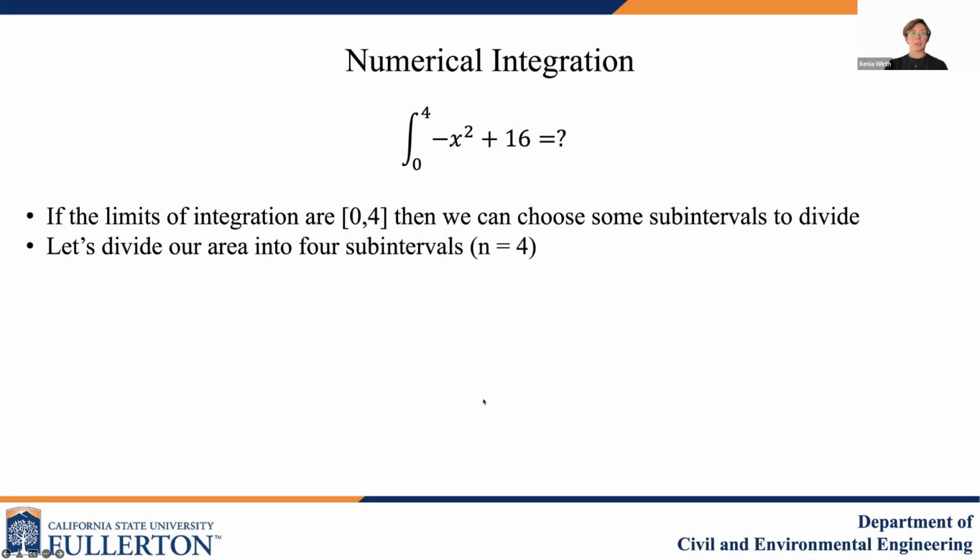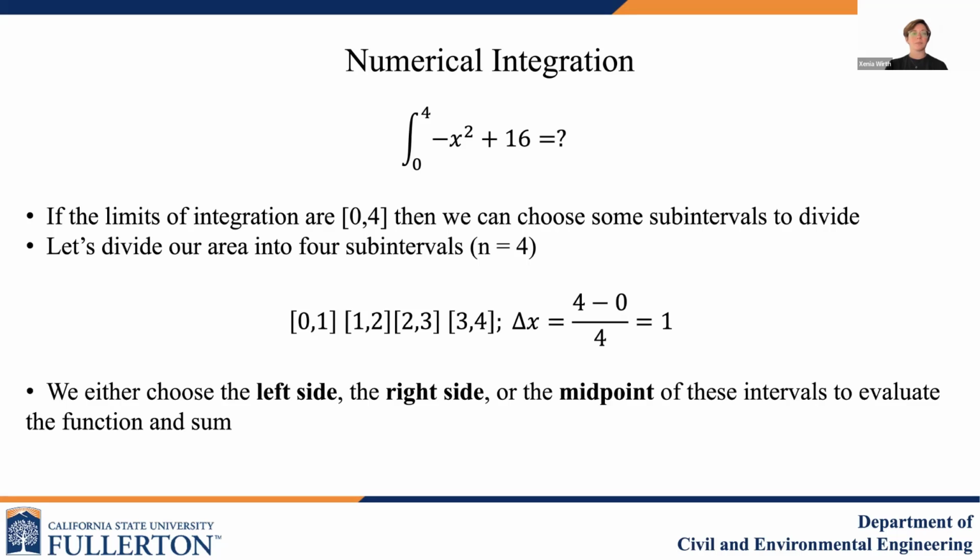Let's start by determining the length of our subinterval. If the limits of integration are 0 and 4 from the integral, then we need to choose some subintervals to divide. To make the math more friendly, we're going to have 4 subintervals, so n is going to equal 4. So we're going to have 4 rectangles or 4 trapezoids. I wrote out my intervals here. If we have 4 subintervals, there's one from 0 to 1, one from 1 to 2, one from 2 to 3, and one from 3 to 4.